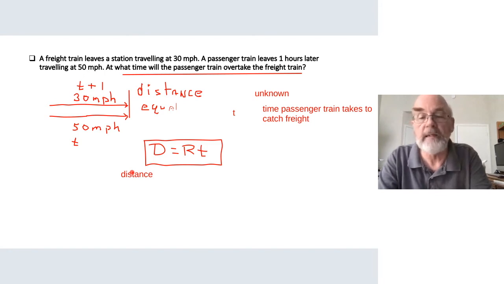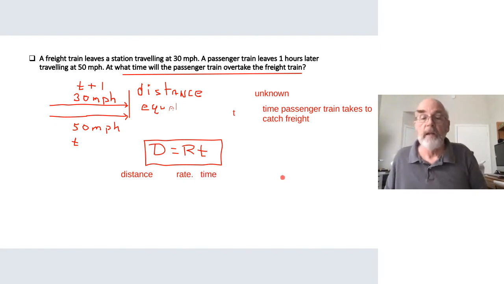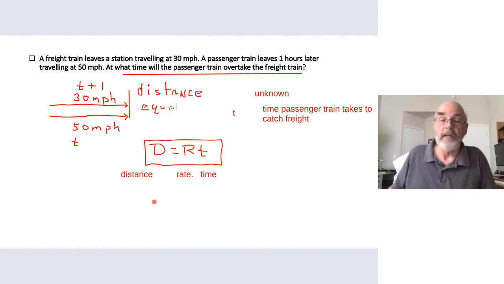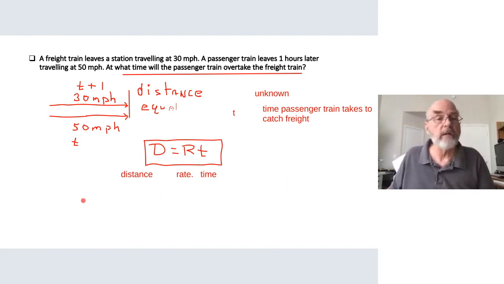We've got d, of course, is distance, r, of course, is rate, and t, of course, is time. And so there we got it. And it's exactly what Oksana said. We can just put the one equal to the other. We said the distances are equal. So I'm going to write that down.